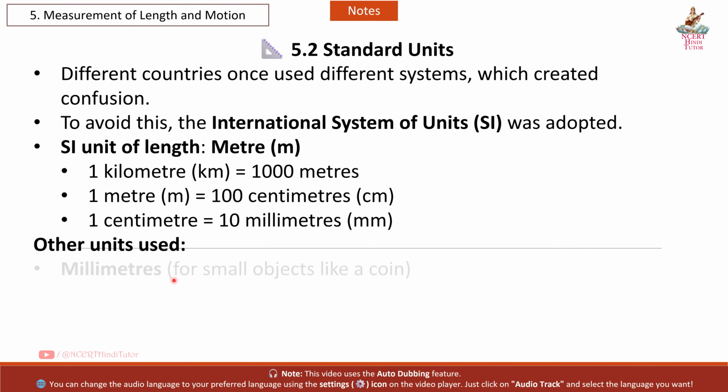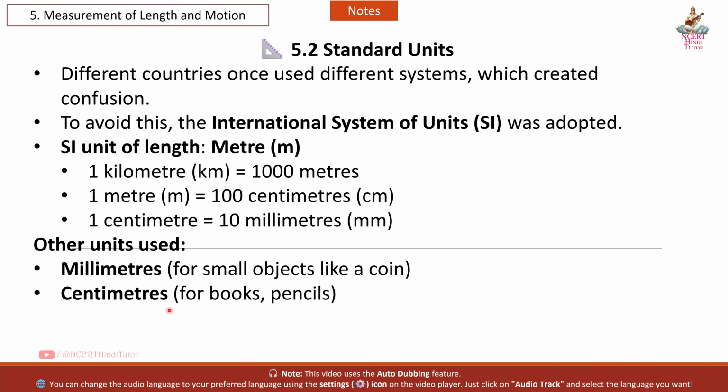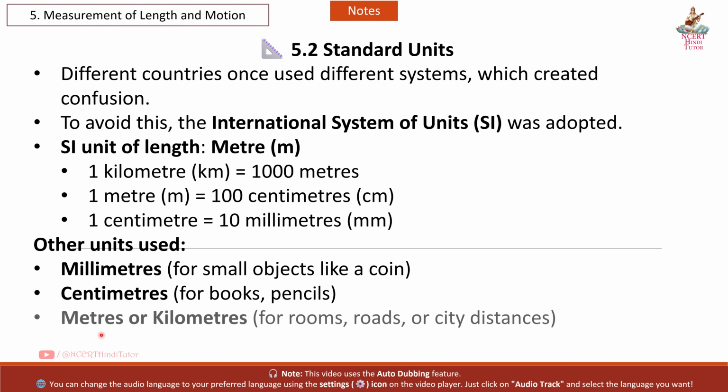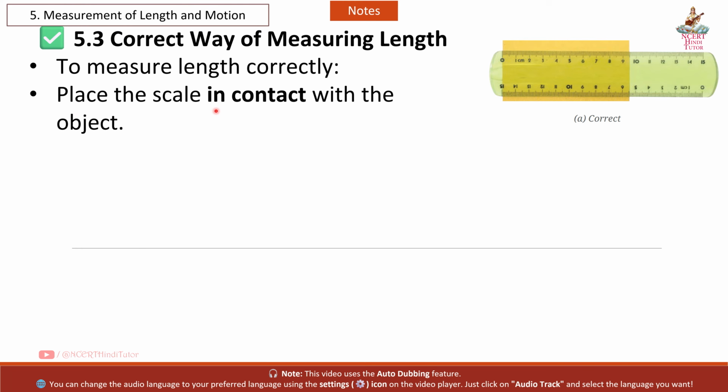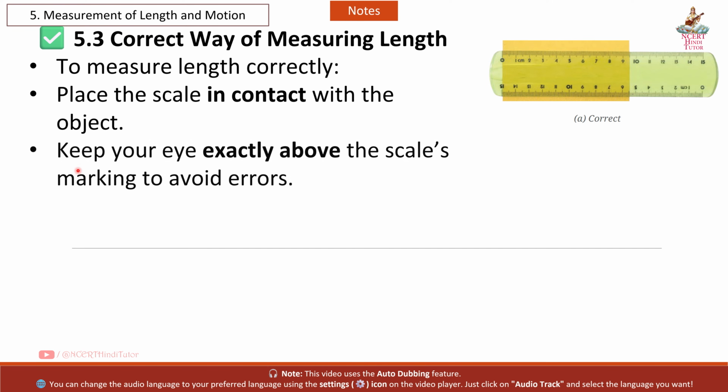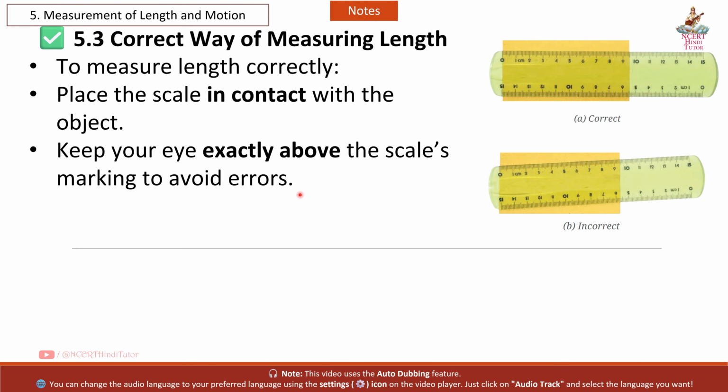Other units used: millimeters for small objects like a coin, centimeters for books, pencil, meters or kilometers for rooms, roads or city distances. Next, 5.3 Correct way of measuring length. To measure length correctly, place the scale in contact with the object. Keep your eye exactly above the scale's marking to avoid errors.